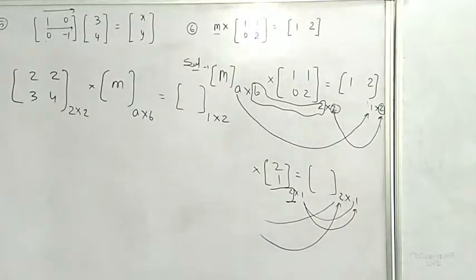Using the same method, please solve this question and tell me the answer. Please immediately do it and tell me in the comment section what is the A and B. What is the value of A and B? A is equal to 2, very good. And B is equal to 2 also. Okay, very good.